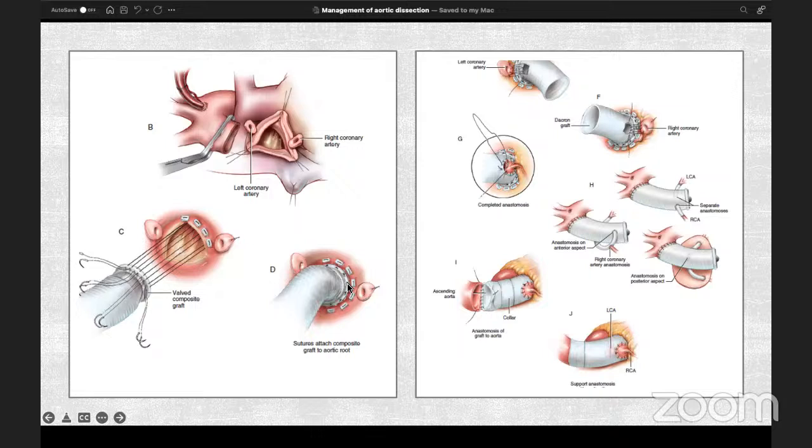bioprosthetic or the prosthetic graft, to the root, then reattach the coronary ostia to the wall of the tube graft, making sure it's not stretched, not kinked, well oriented. And after that, you will do the distal anastomosis.